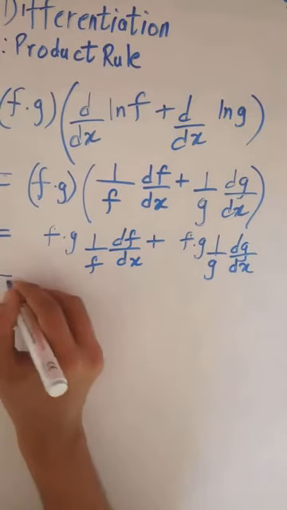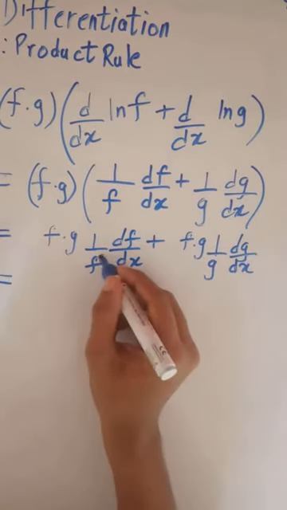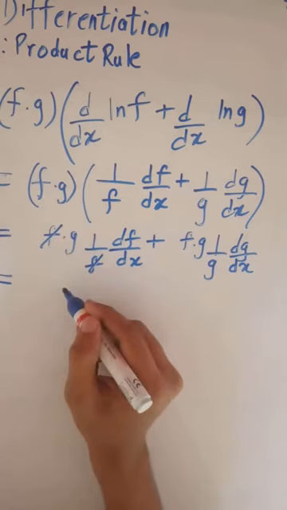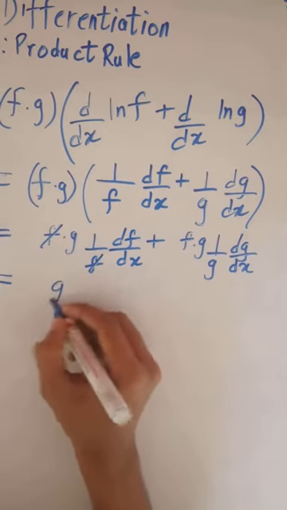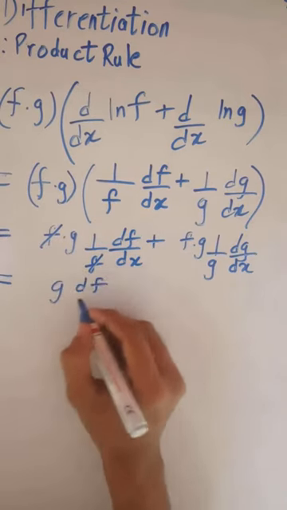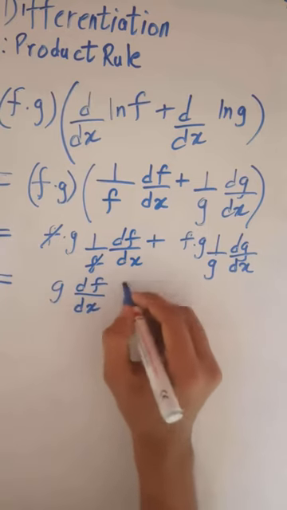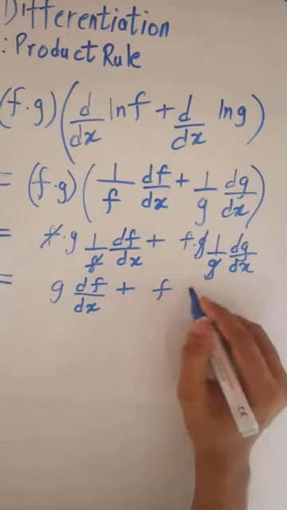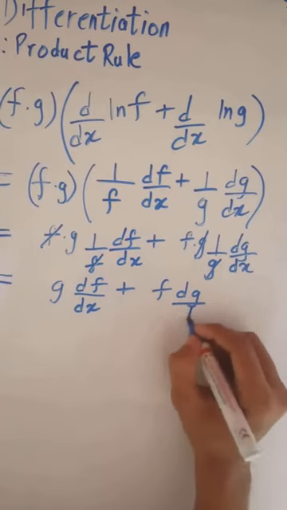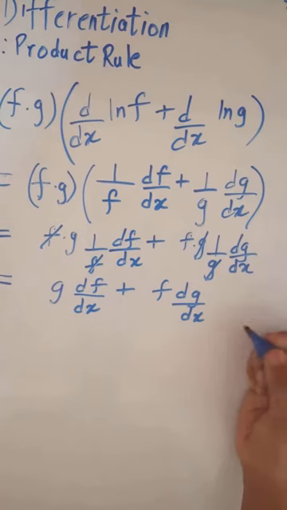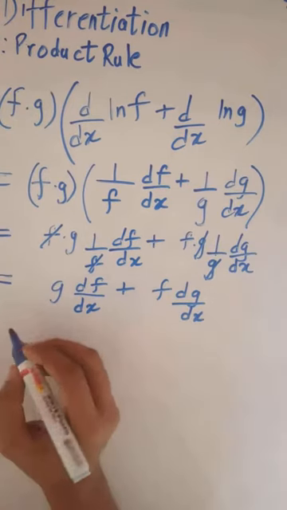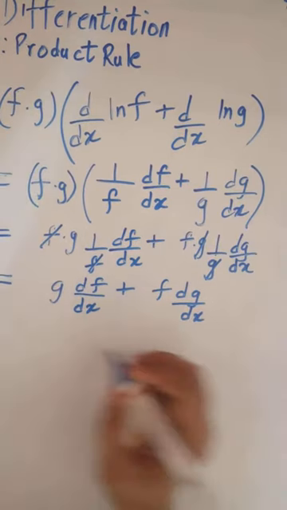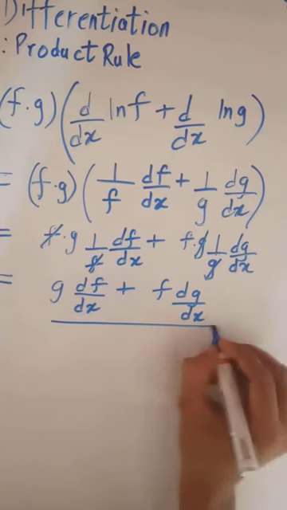And now all we have to do is simplify the terms. So we have 1 upon f and f. So here we just have g times the derivative of f with respect to x. And here the g's cancel, and we have f times the derivative of g with respect to x, of course. And so finally, this is exactly what we were looking for.